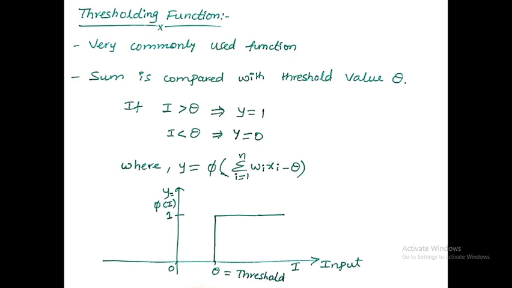Because each neuron needs to be connected with each one of the activation functions, connection weights will be there. So there is nothing but a neuron. That's why this is called the neuron activation function.